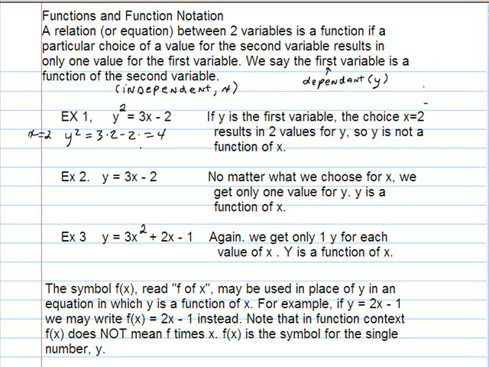Now, how could y squared be 4? Well, if I square 2, I'll get a 4, so y might be 2. But also, if I square negative 2, I would still get a 4. So y could also be negative 2. So in this particular example, I picked a value for x, the independent variable. It resulted in two values for y, the dependent variable. So we would say that y is not a function of x, because a choice of x produced more than one value of y.